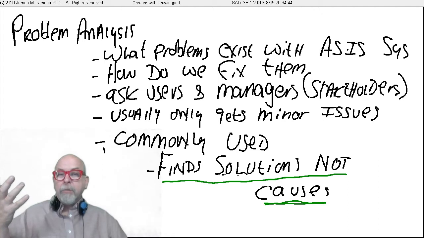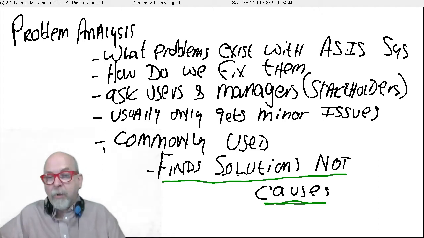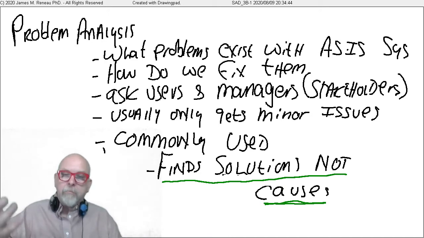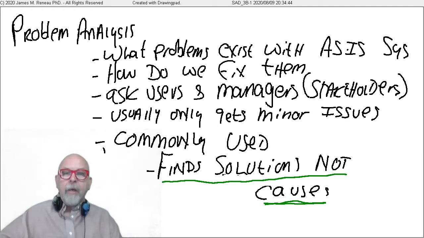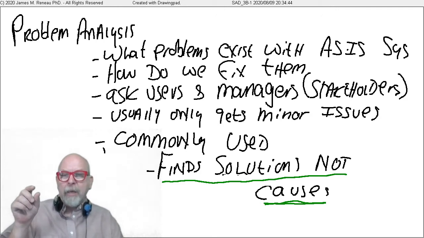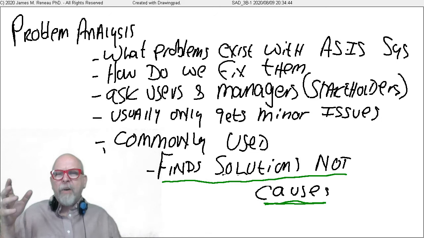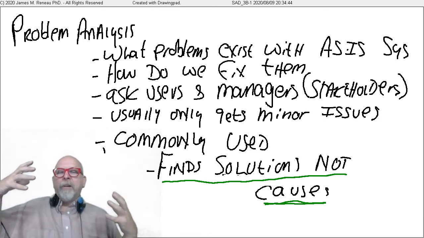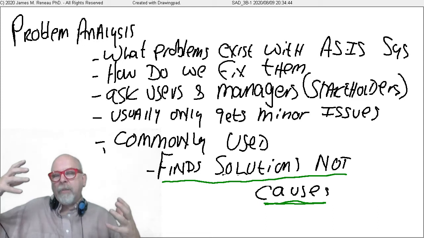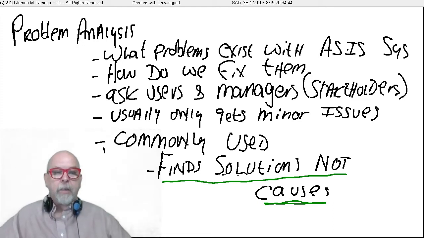It's commonly used because it's easy, because we can just say, okay, here's the current system, what don't you like about it? What doesn't work? People always tell you what doesn't work and tell you how to fix it. Great, fine. But it finds little solutions. It finds the problems and it finds the little solutions. It doesn't find the causes, and it doesn't give us this big overarching understanding of what's wrong with the system and where the future needs to go.